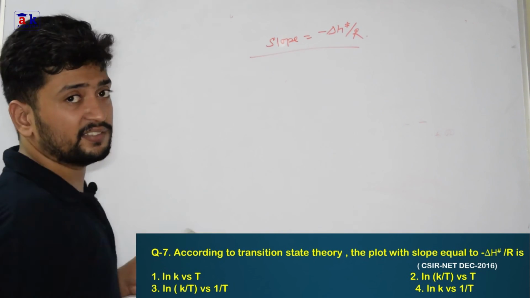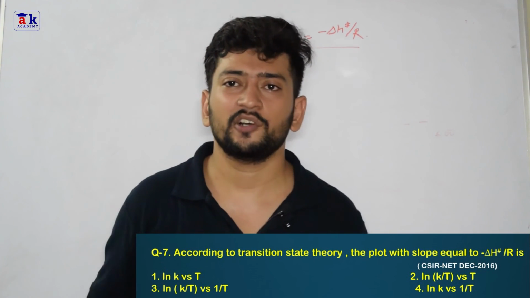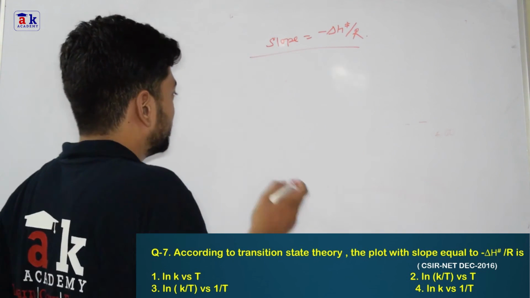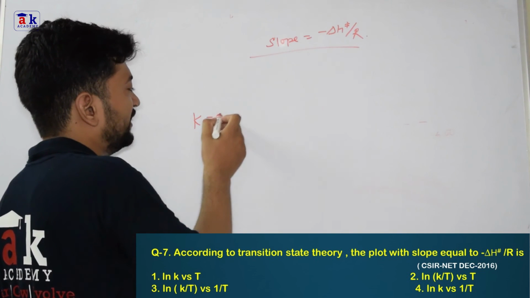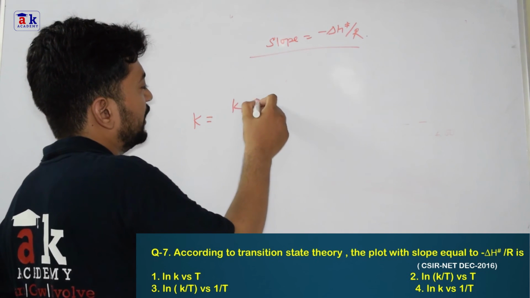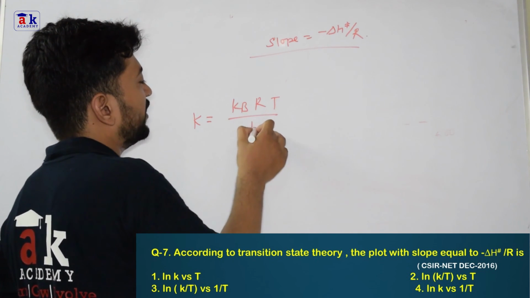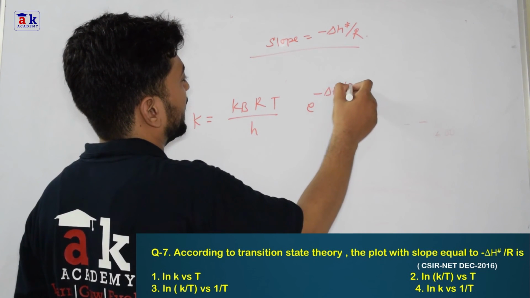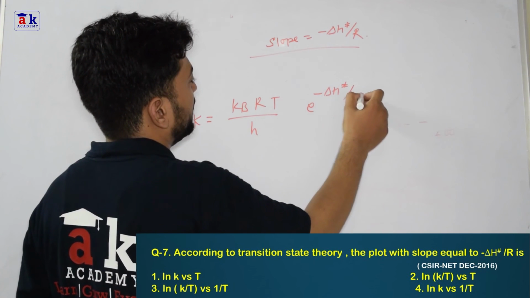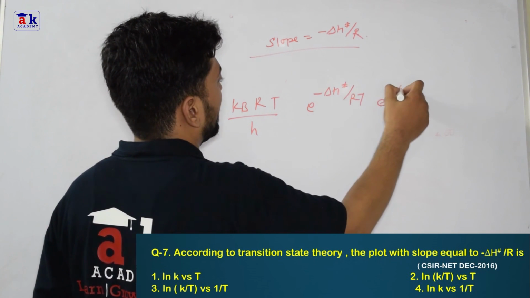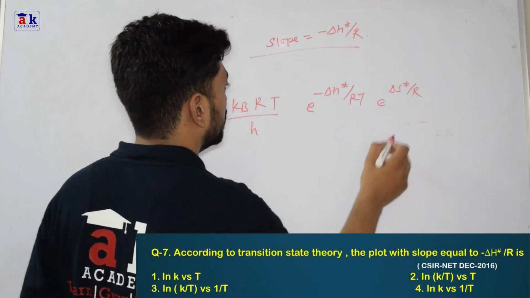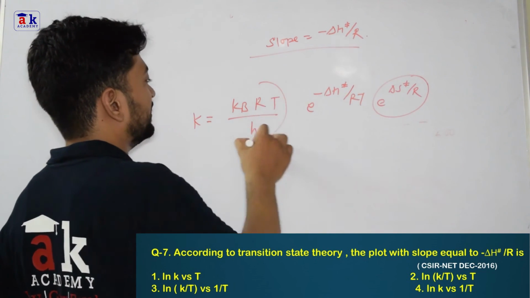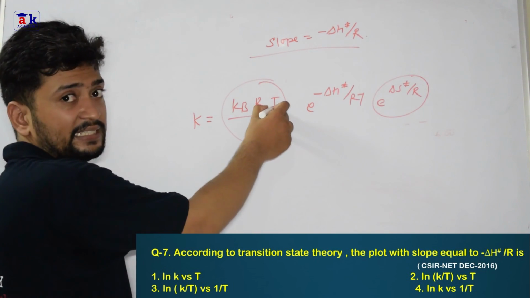So in transition state theory, we have one equation which is called the Eyring equation. So now let's see what that is. We can find out the rate. So k is equal to kB, here we have RT upon h, here we have e raised to minus delta H dagger upon RT and e raised to delta S dagger upon R. So as you can see, these all are constant, so we can take this T on this side.